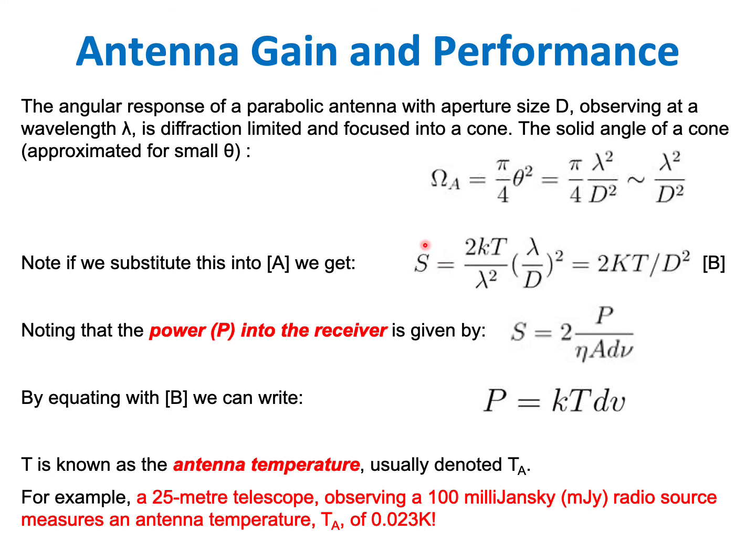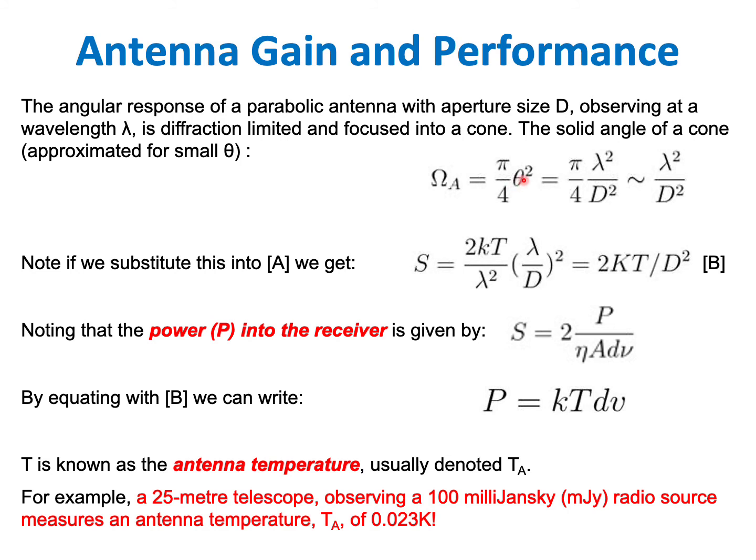Okay, so we know that if we have a parabolic antenna with an aperture size of d, a diameter of d, and we're observing at a wavelength lambda, we have some beam that's cone-shaped because it's diffraction limited. So it's a cone, it has some solid angle. To calculate that, we're going to assume that angle is small. It is. Remember, small angle approximation works if your angle's less than about 10 degrees. So in that case, the solid angle of our beam is pi over 4 times theta squared.